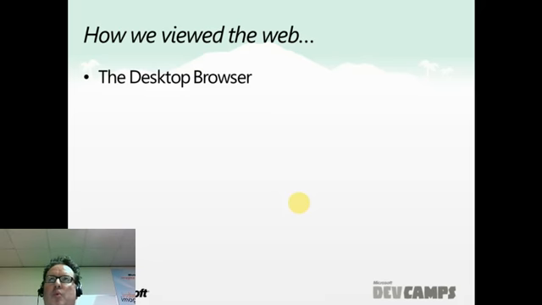So how is it that we've viewed the web? If you think about it, we've basically thought of the web in the past few years as the desktop browser. If you talk to my parents, for example, when I say, hey, go to the web, they're like, huh? And I go to Internet Explorer, and they're like, huh? And I go, click on the blue E, and they're like, oh, okay, yeah, that's kind of their world as far as the web goes.